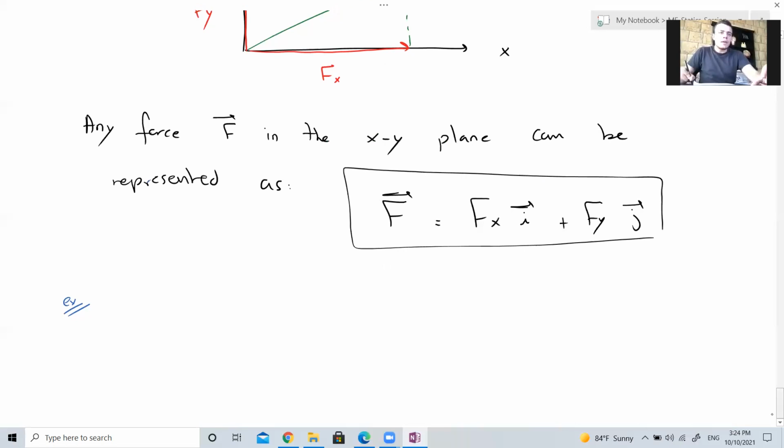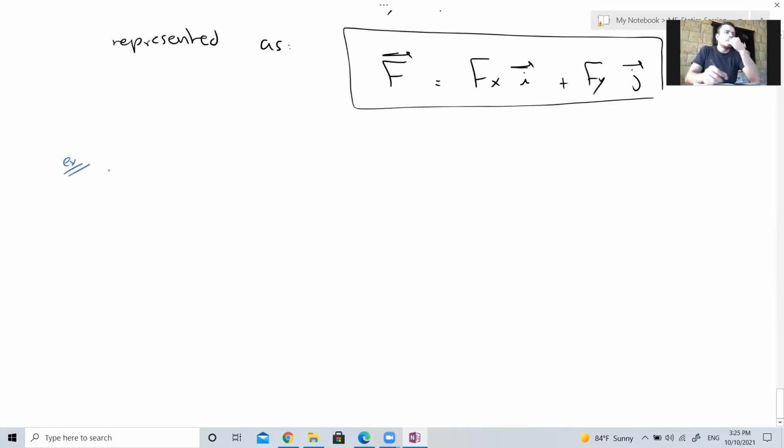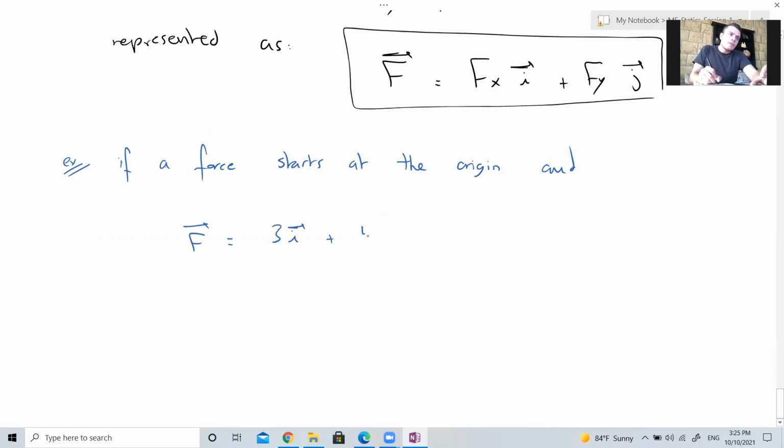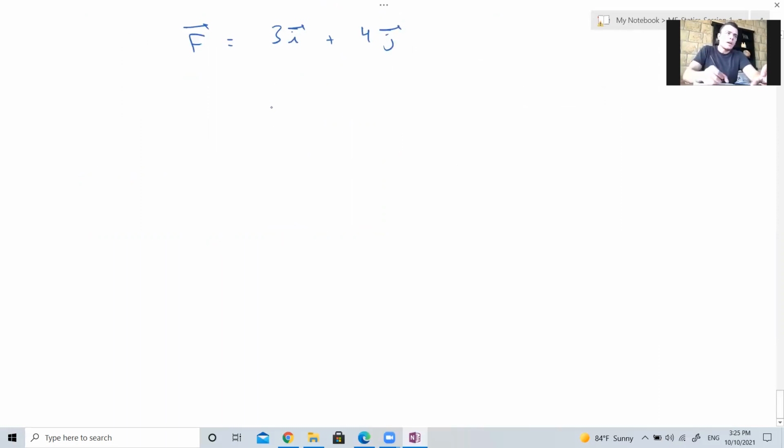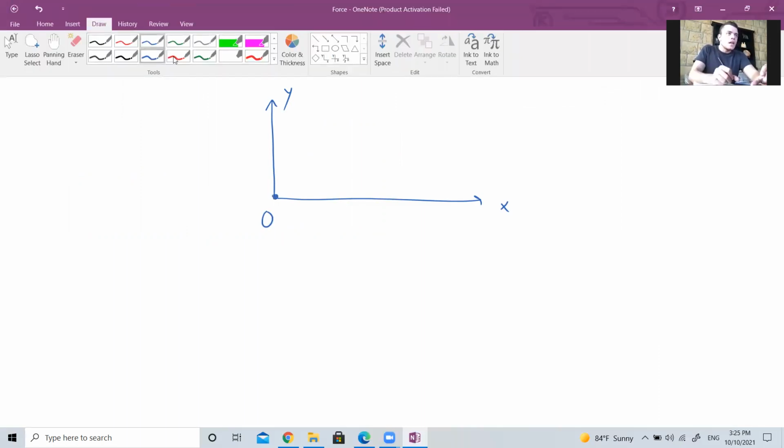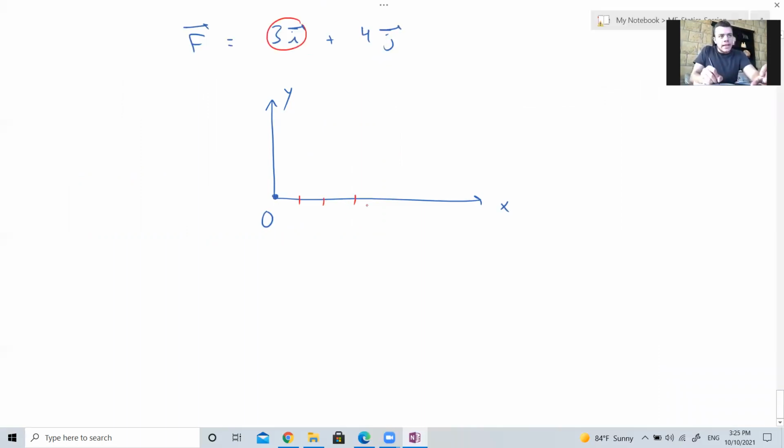Okay. This is the formula I mean. For example, if I say a force starts at the origin and F is equal to 3i plus 4j, what does it mean? This is y and this is x, and this is the origin. 3i, 4j means you go 1, 2, 3 to the right, and 4 on the y, 1, 2, 3, 4, and connect them. This is going to be your F.